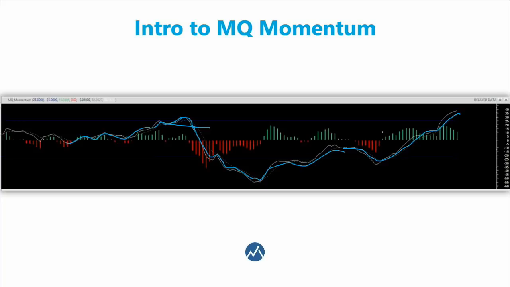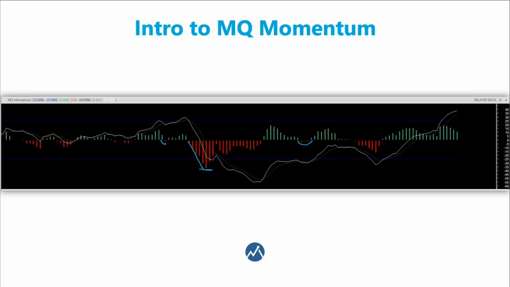Now, moving on from there, the next part that we have are the histograms. And the histograms are kind of telling us the force behind a move. So when we see really big red histograms, that means the down move that's taking place has a lot of strength behind it. We have a lot of force coming in behind that. When we see very small histograms like this, there's not a lot of force behind it.